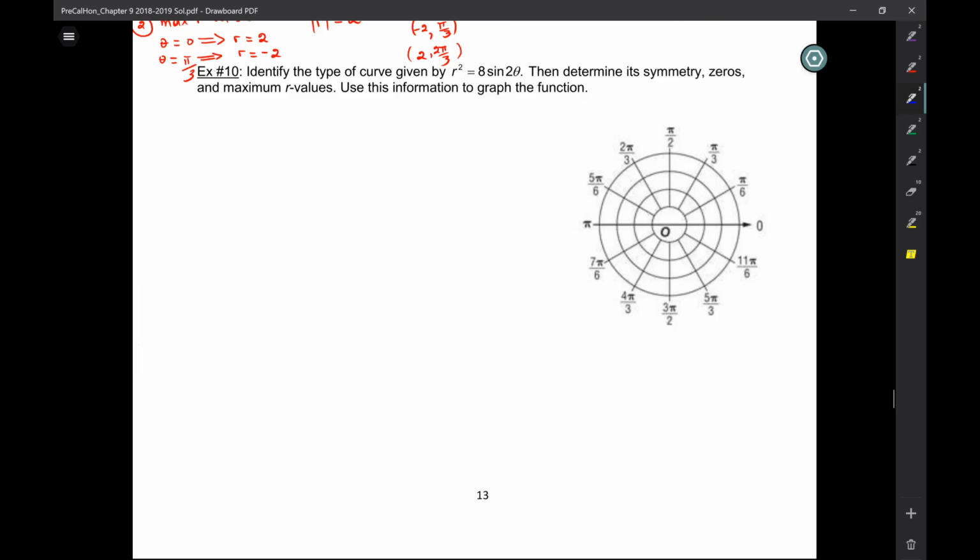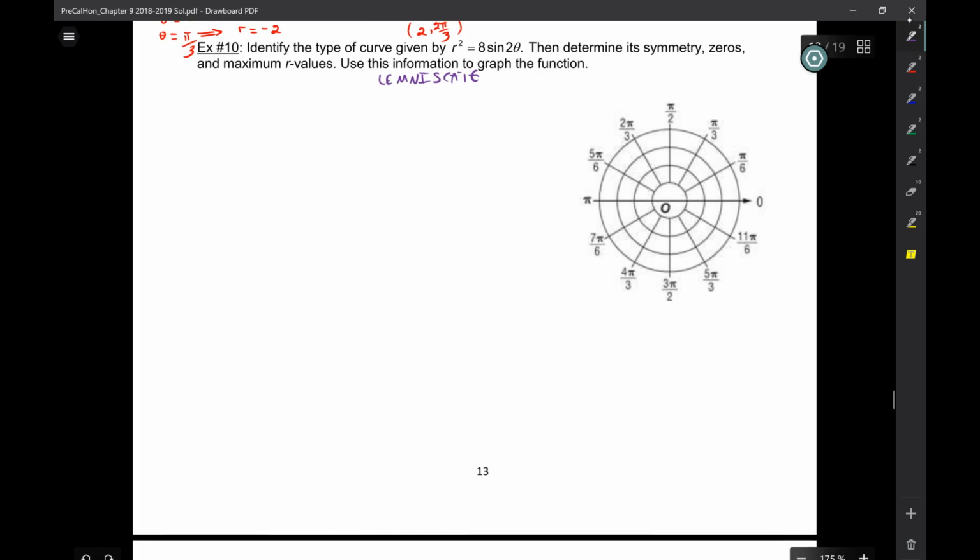When it's r squared equals blah, blah, blah, we have a lemniscate. It was hiding. We have a lemniscate. So, again, we have to do symmetry. All right? So first, let's do polar axis.